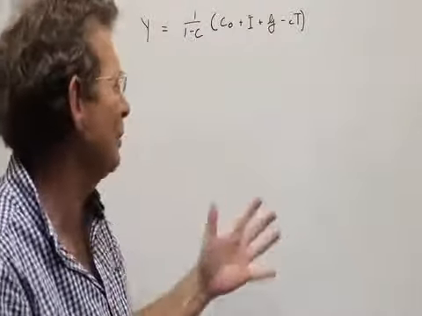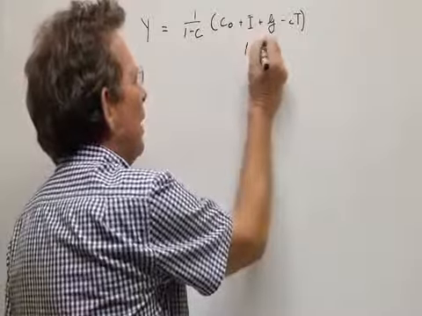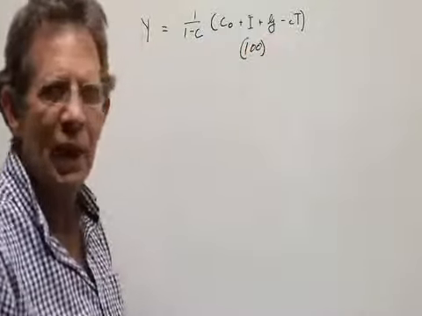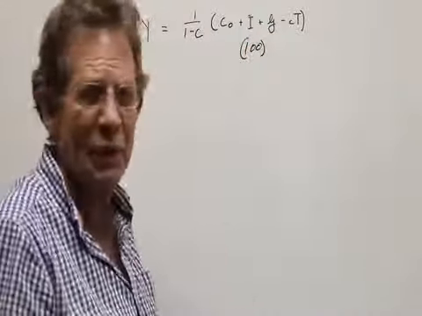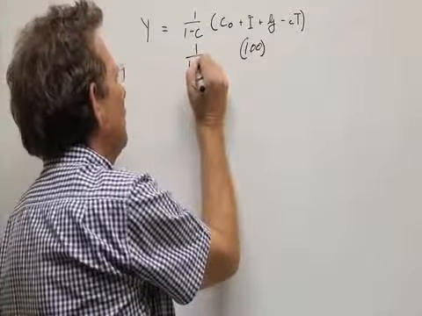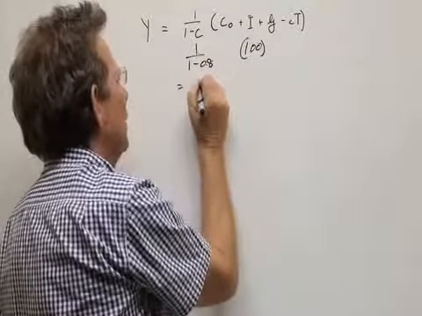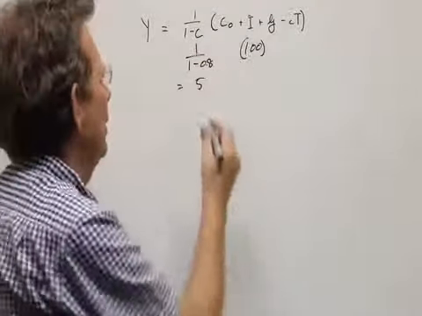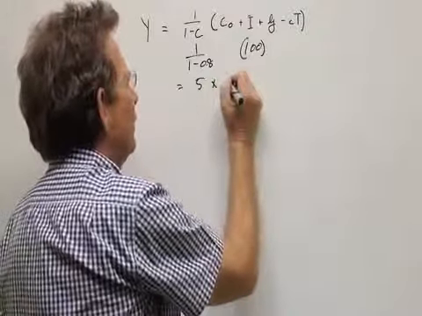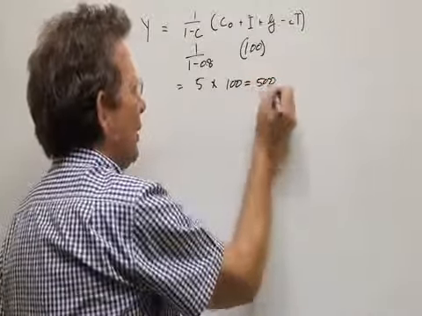Now I'm going to make some assumptions. Let's assume that autonomous spending is 100 in the economy, and the marginal propensity to consume is 0.8. In other words, the multiplier will be 1 over 1 minus 0.8, which equals 5. To get the equilibrium income for this example, it's 5 times 100, it's 500.